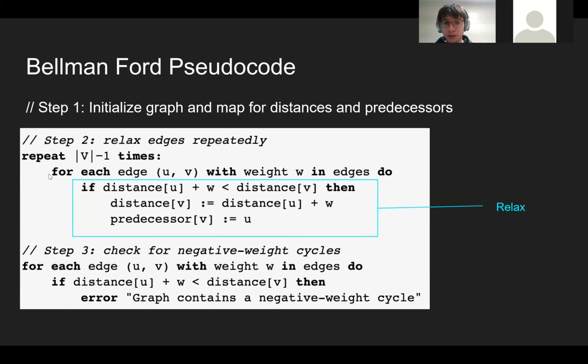But the main thing you need to realize is just that Bellman-Ford does v minus 1 iterations of relaxing edges, and the last one, we'll just check for negative cycles.